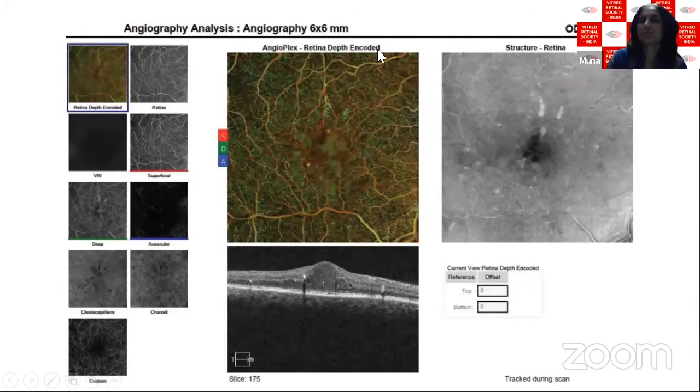You can sometimes use this retina depth encoded image, which combines the superficial, the deep, and the avascular retina slabs with color code, showing that yes, there is a green area of opacity, which is seen here in the center, indicating that there is fluid or edema in the deep retinal plexus.